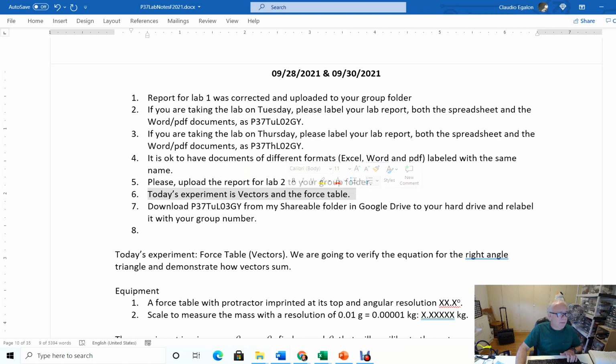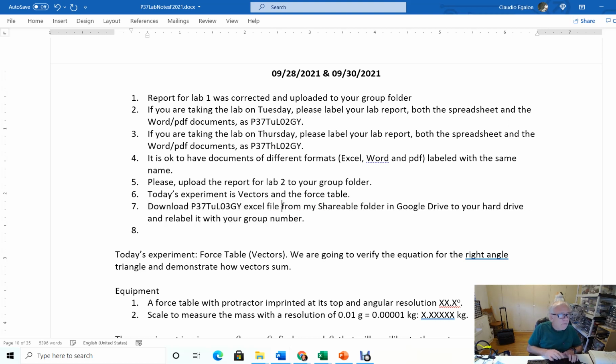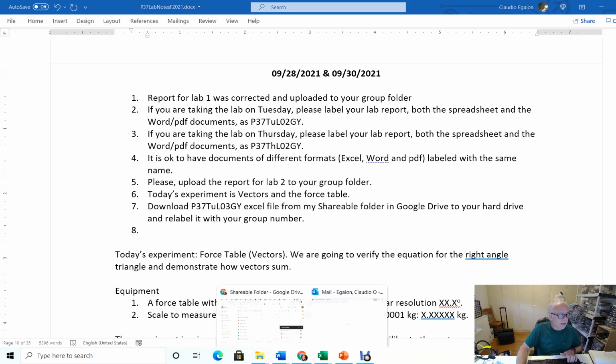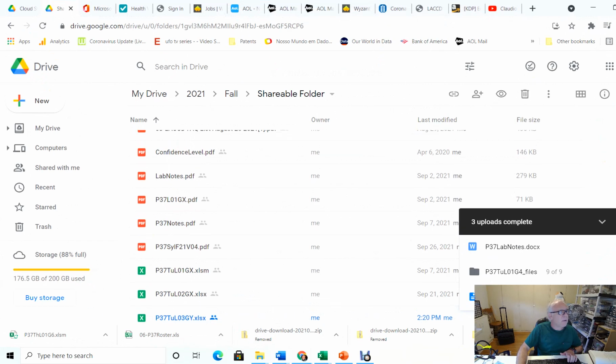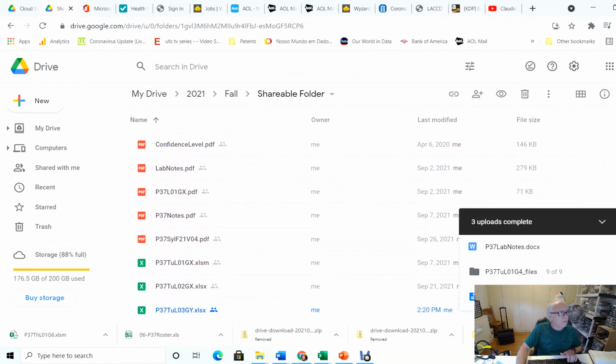Today's experiment is vectors and force table. Okay, so the first thing that I want you to do is to download the P37TUL03GY Excel file from my shareable folder in Google Drive. I'm going to show you where it is located. You should have the link for the shareable folder, right? So here you go, you have all sorts of documents here. I want you to download this one right in here to your hard drive.